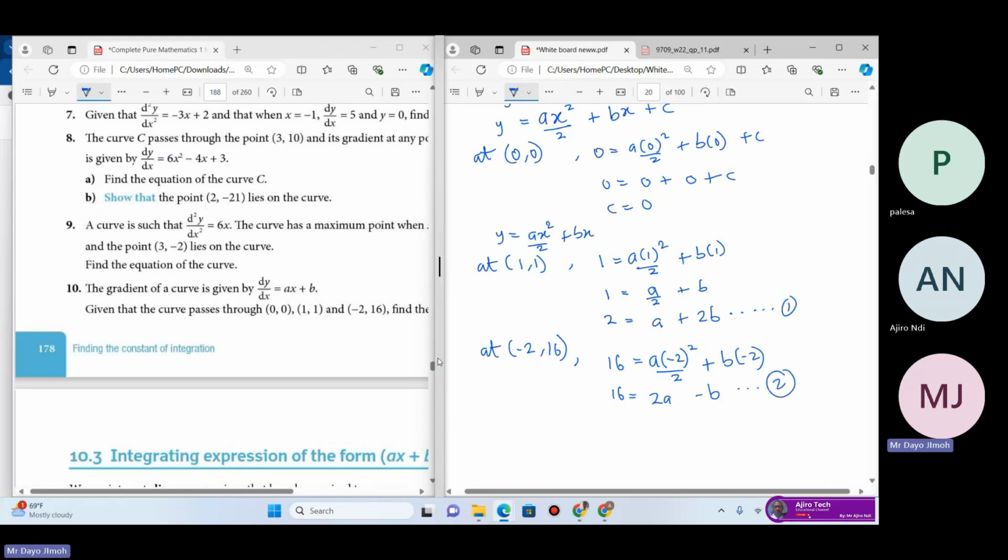This is equation 2. Now I want to make one of the variables the same. When I have two equations and two variables, what is this topic called? Simultaneous equations. So I can solve for a from equation 1 and equate it to the other one, right? Yes. Okay, finish it up and tell me the value of a and b.